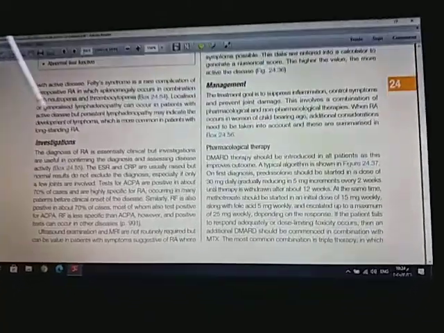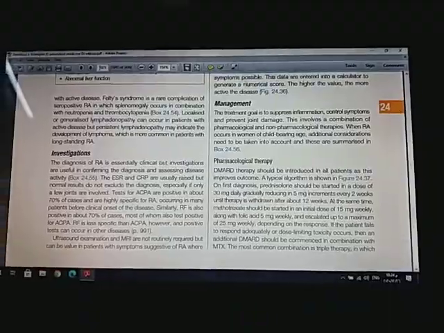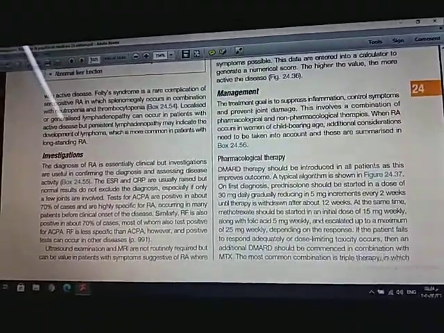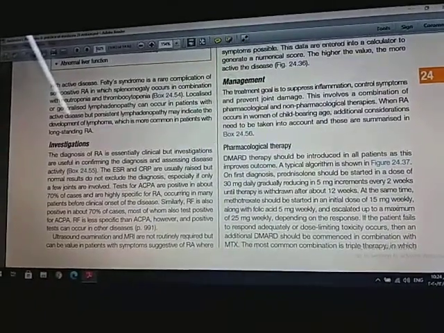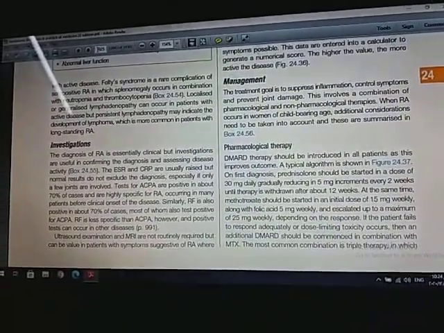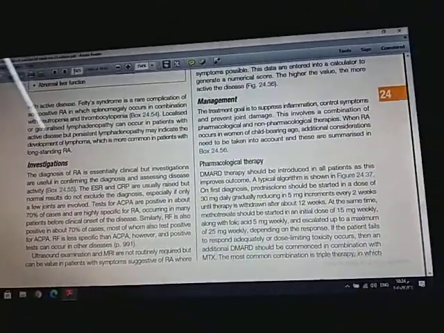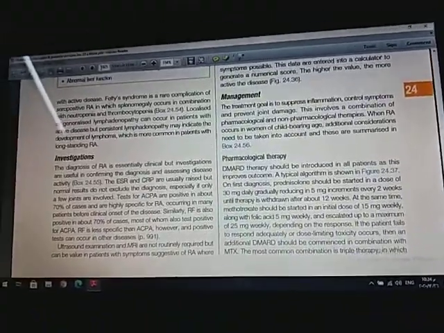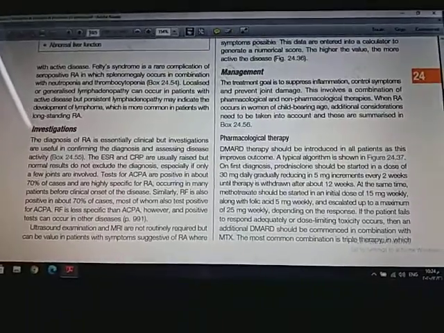Bismillah ar-Rahman ar-Rahim. Management of rheumatoid arthritis, RA. The treatment is aimed to suppress inflammation, control symptoms, and prevent joint damage. This involves a combination of drug therapy and non-drug therapies.